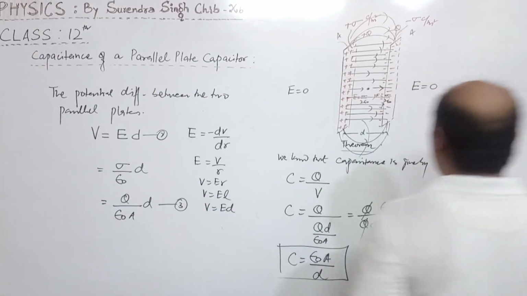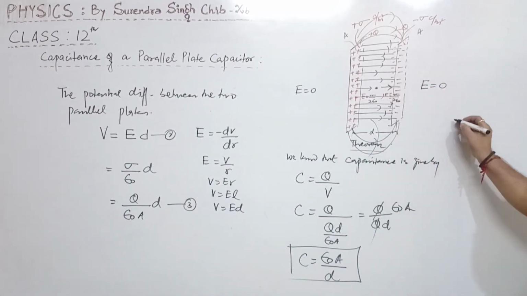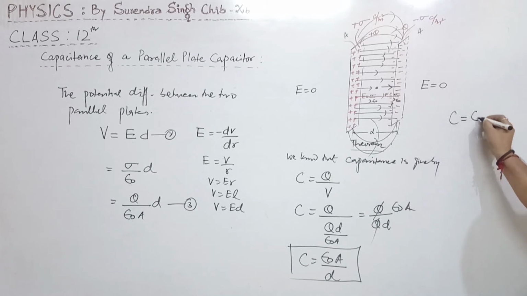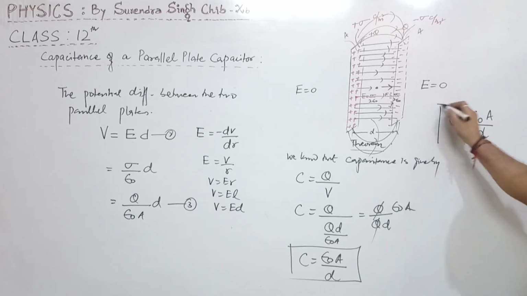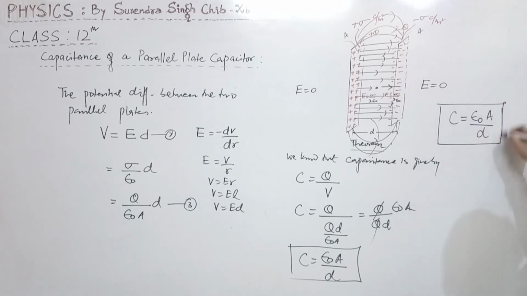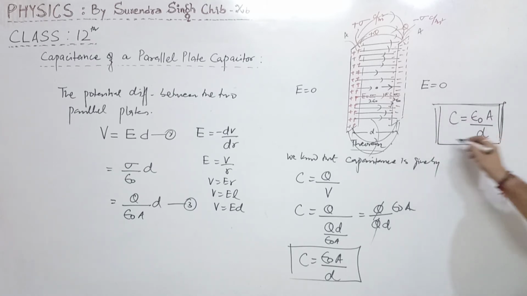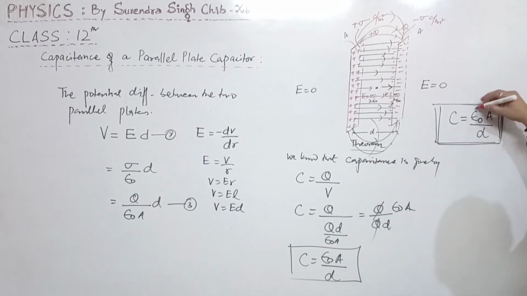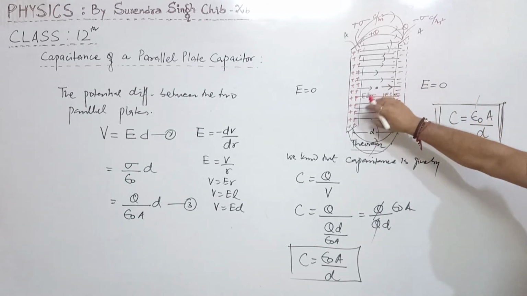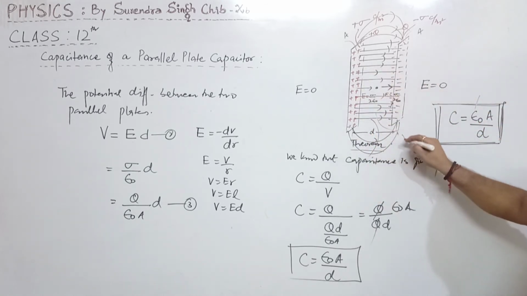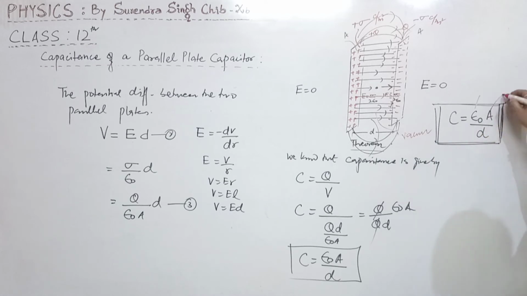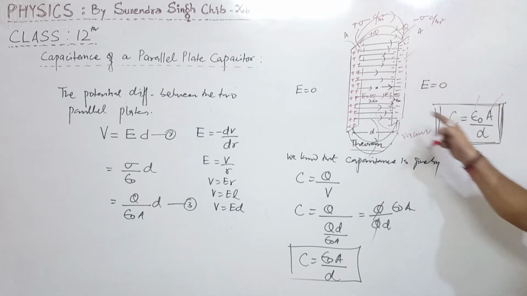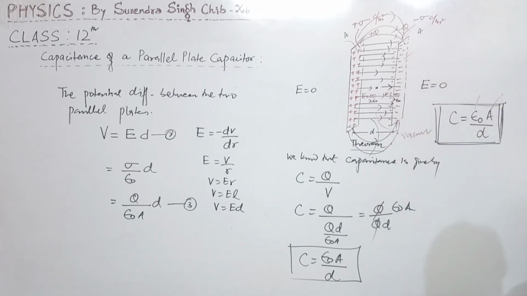So what is the capacitance of the parallel plate capacitor? It is C, which equals epsilon naught A by D. Please learn this formula, and it should be on your tips. What is epsilon naught? The absolute electrical permittivity of free space. Here it is vacuum. A is the area of the plate, and D is the separation distance.